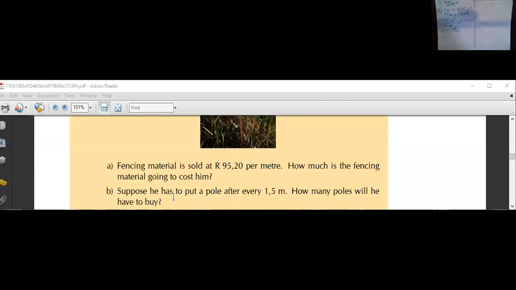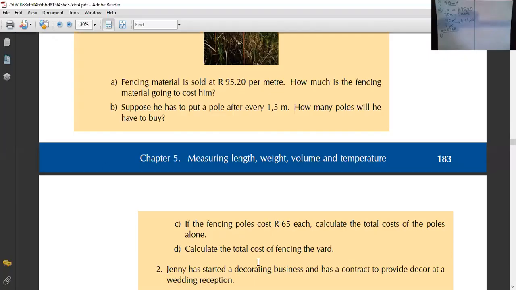So how much is the fencing material going to cost you? This is the amount that is supposed to pay for the fence. So this was part A. Let's move on to part B, guys. So part B says, suppose he has to put a pole after every 1.5 meter. How many poles do we have to buy?